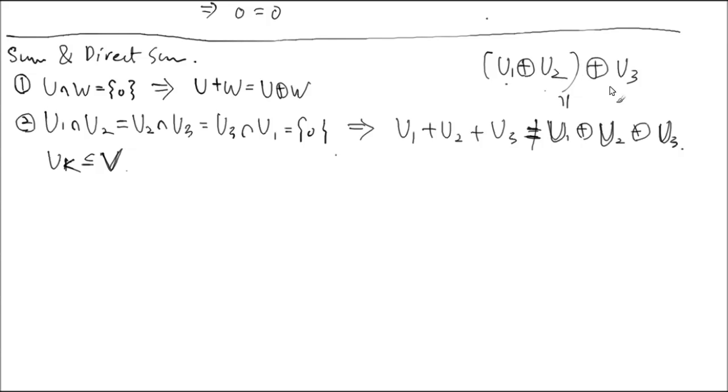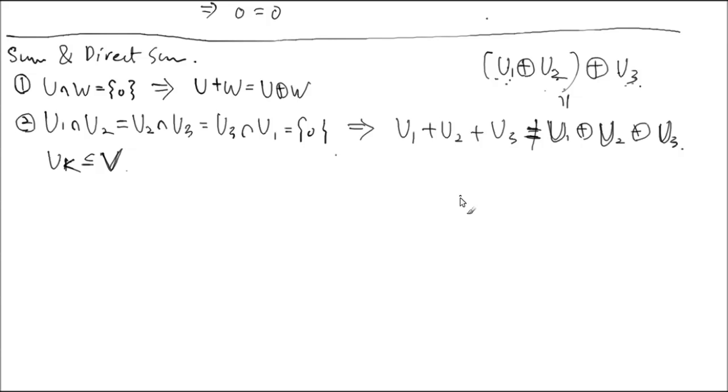How about this one and U3? This one guarantees that U3 and U2 trivially intersect, right? And U3 and U1 trivially intersect, correct? That's what is given. But the intersection of this whole sum and U3 is not necessarily trivial. Can somebody explain that? The summands here trivially intersect with U3, but U3 may not trivially intersect with this entire sum. The sum creates more elements than what is in U2 and what is in U1. This doesn't say anything about what happens if you combine these two.